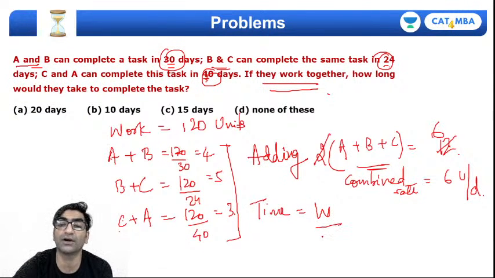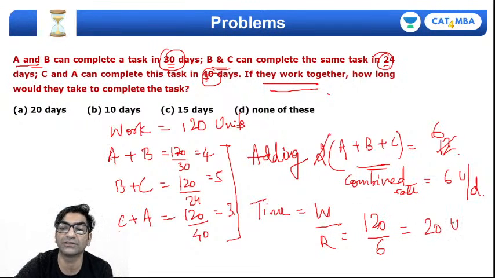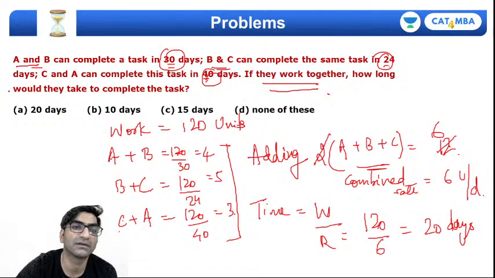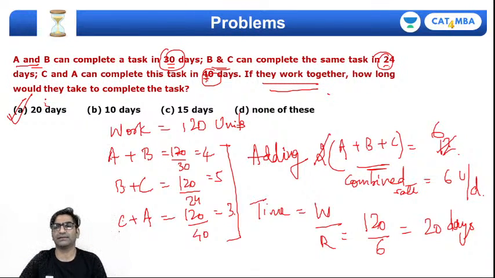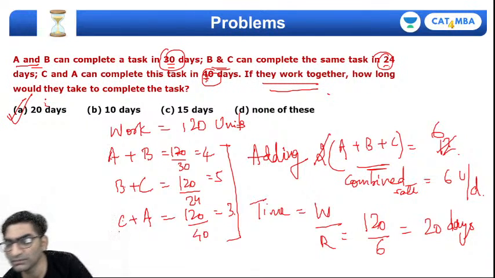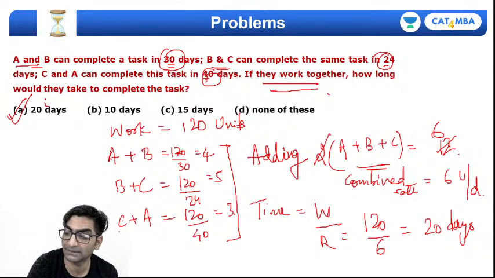So if the question says how long will they take, it's asking me to calculate time, which I know will be work upon rate. कितना work करना है? 120. किस rate पे करना है? 6 units a day. So 20 units, 20 days. That's option A. Right? I hope you guys are following. Yes, Muskan, perfect. Option A, 20 days.